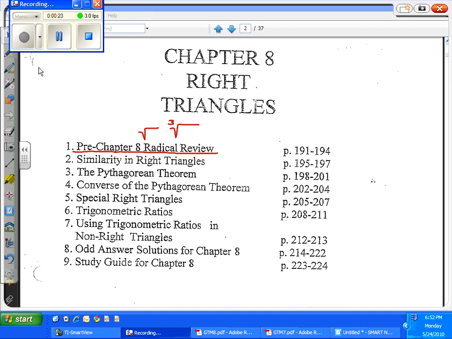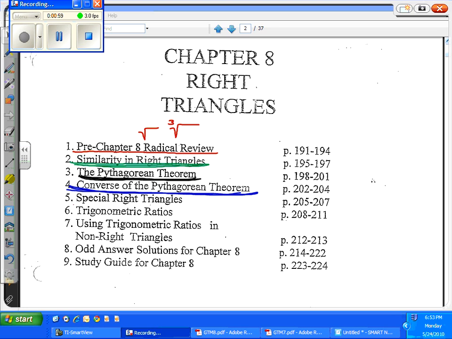Then we're going to look at similarity in right triangles. Within right triangles, there's some similarity concepts that brings up a lot of little rules. We're going to look at the Pythagorean theorem, a squared plus b squared equals c squared. You're familiar with that from 8th grade. You're familiar with that from Algebra 1 on page 177. The converse of the Pythagorean theorem we're going to use to determine whether a triangle is acute, right, or obtuse.